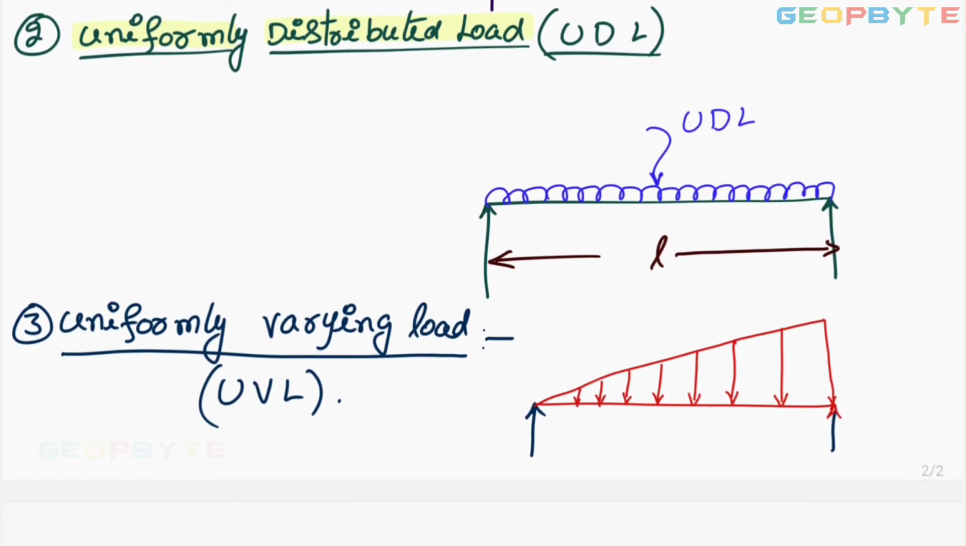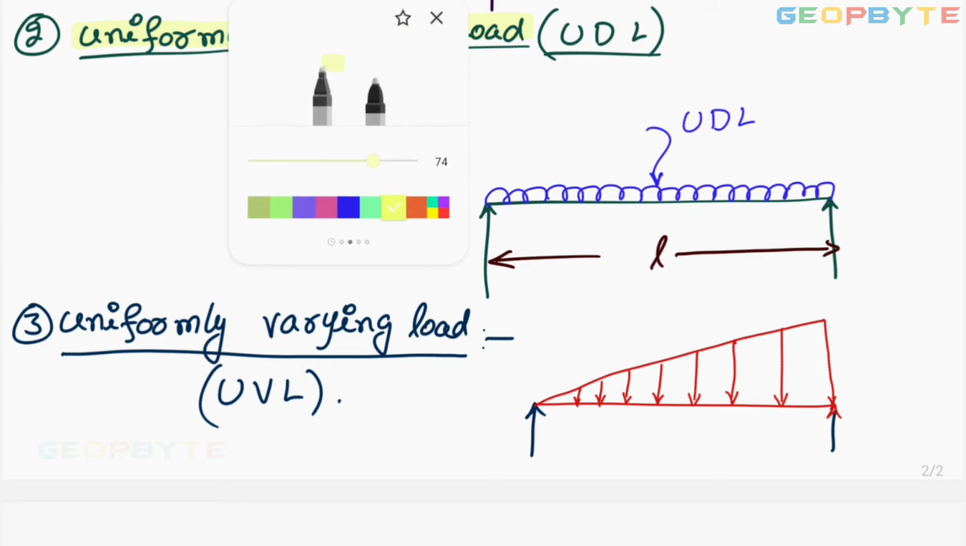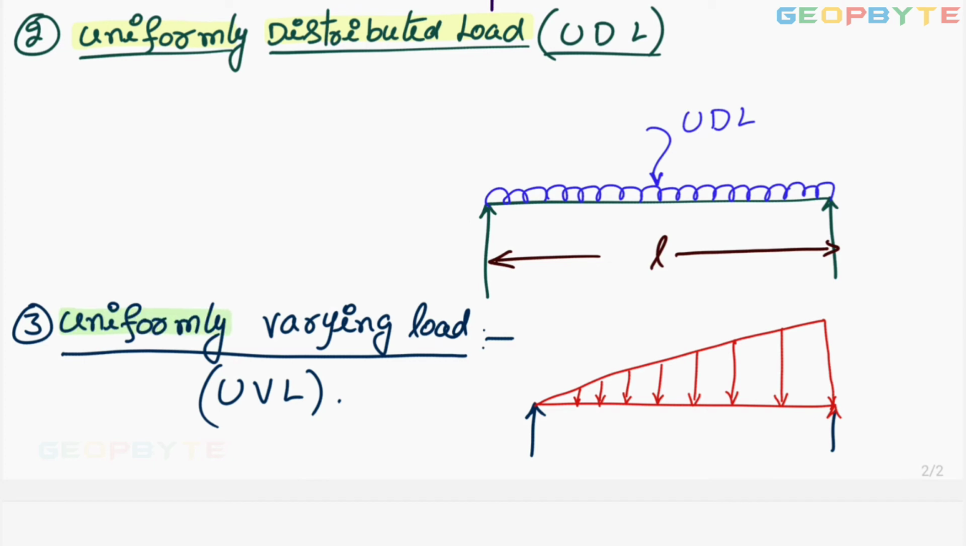Now come to the last kind of load, UVL. UVL means uniformly varying load. This is the representation of the uniformly varying load. This is how the load is varying from one end to the other end. In our representation, the load is varying from 0 at one end to the maximum at the other end. Here the load is 0, the other end load is maximum.